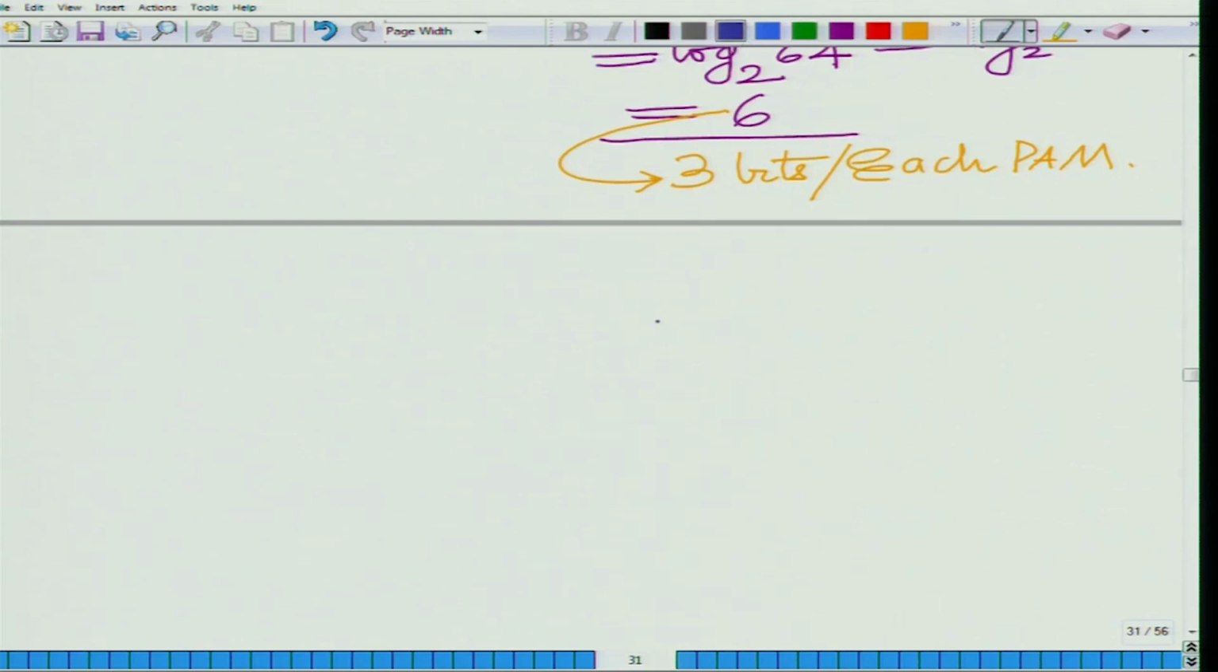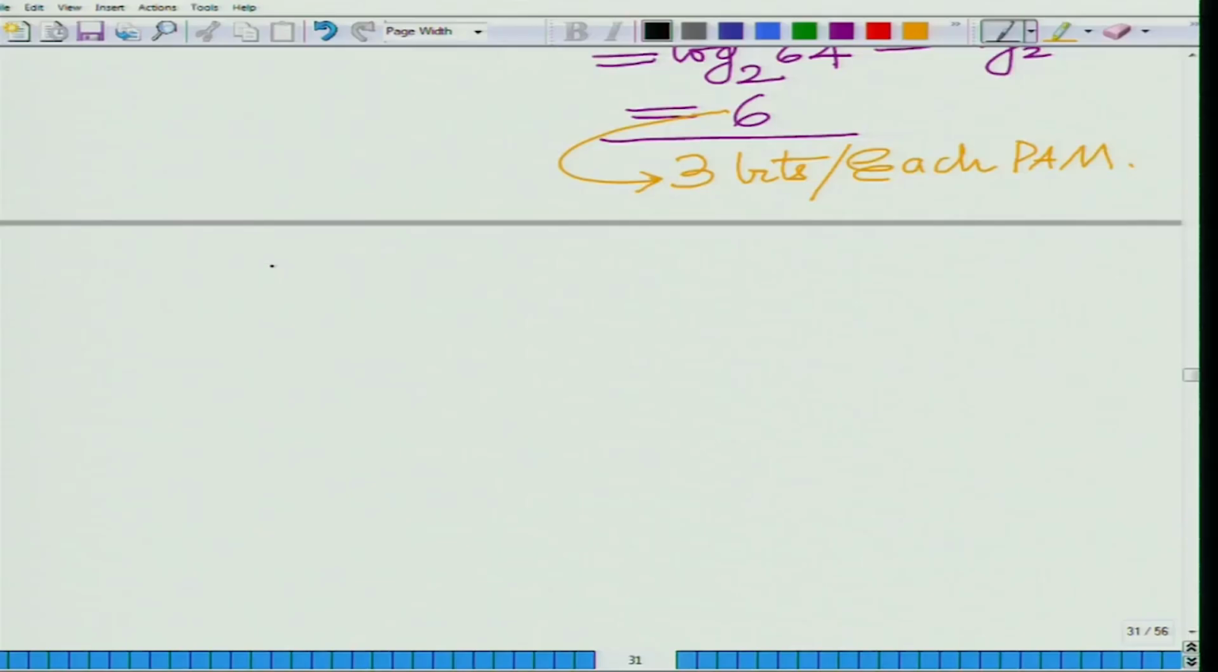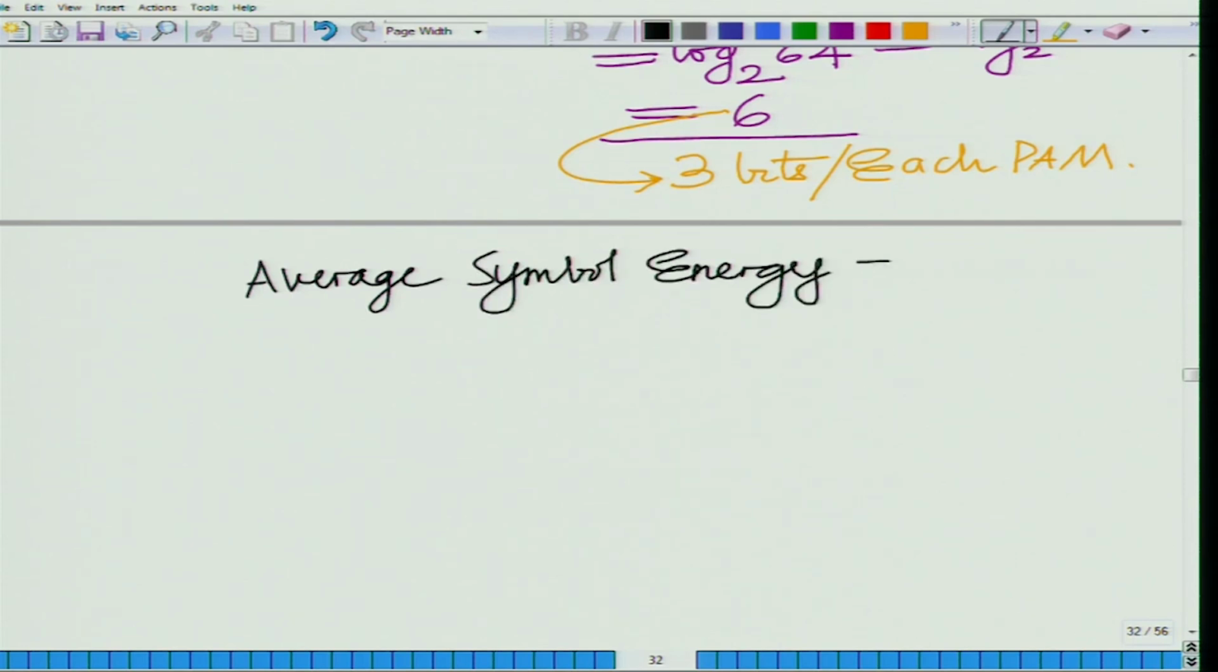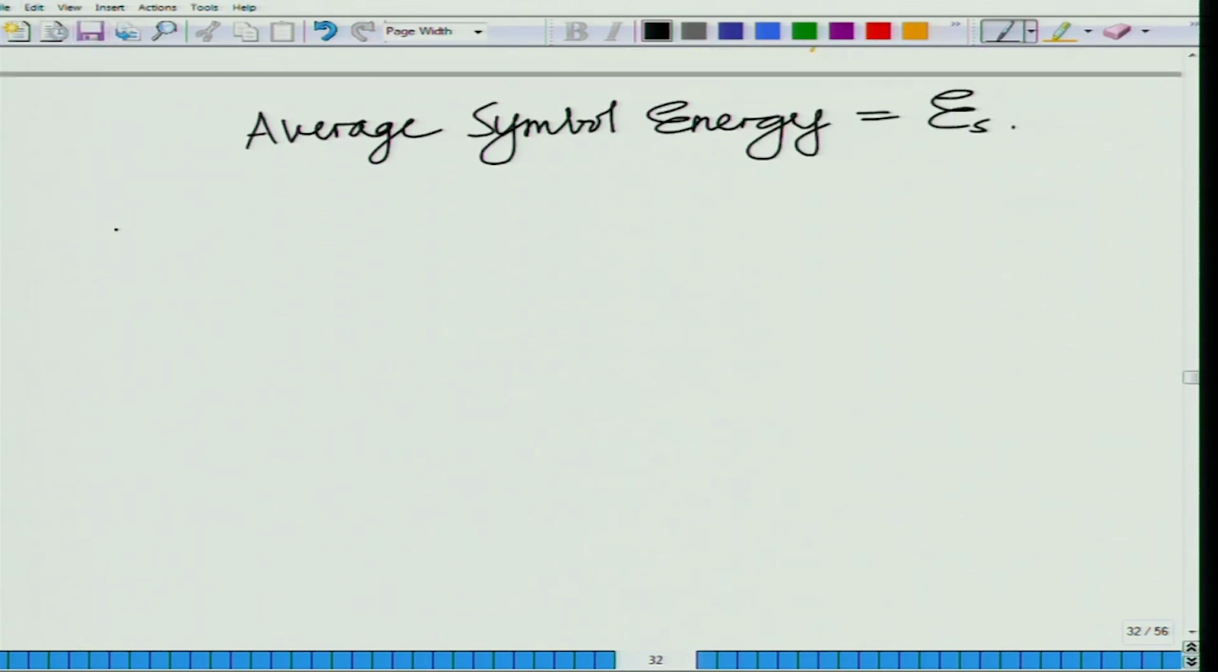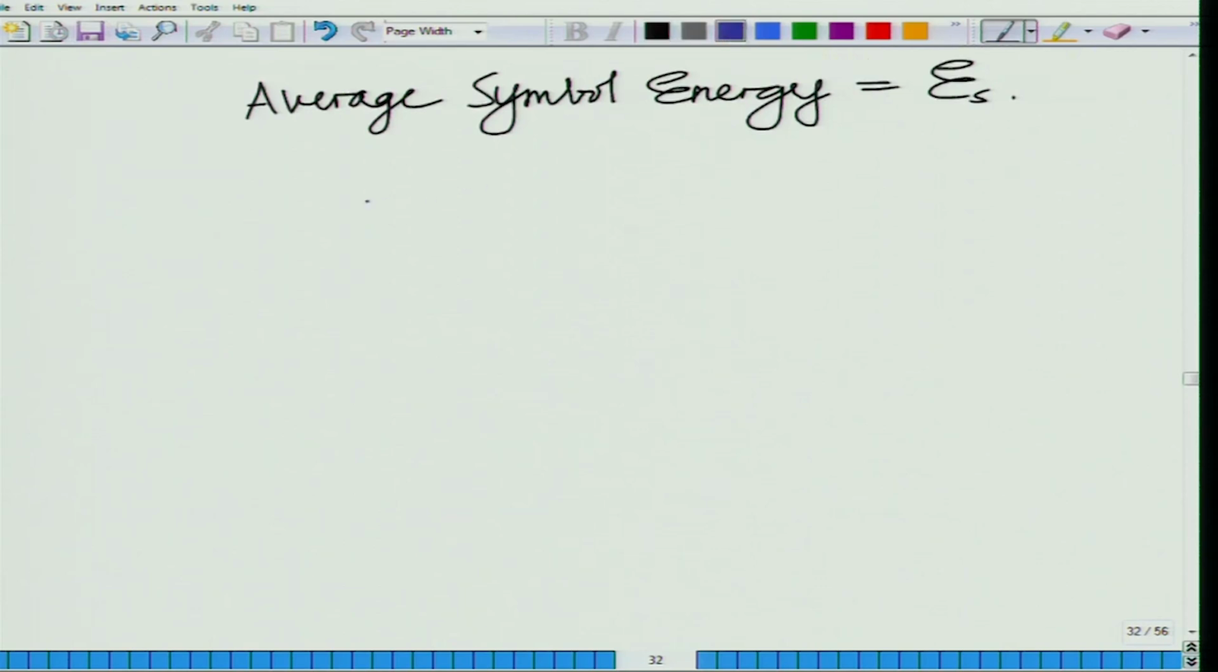Now, let us find again the value of A. Remember, we have to keep the average symbol energy constant. So, let us say the average symbol energy is Es for the M-ary QAM. Alright. Now, what is the corresponding value of A? Okay. Now, let us say average symbol energy equal to Es, which implies average energy.